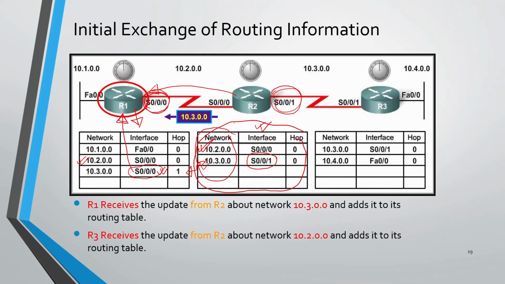So remember, this is a very important thing. Router R1 learns the network information of 10.3.0.0 from router R2, and as it receives this information using this interface, this interface address is written. And how many hops does router R1 have to cross to reach this? Only one, right? Only router R2. If you cross router R2, you can reach here. So the hop count increased by 1. Did you get my point?